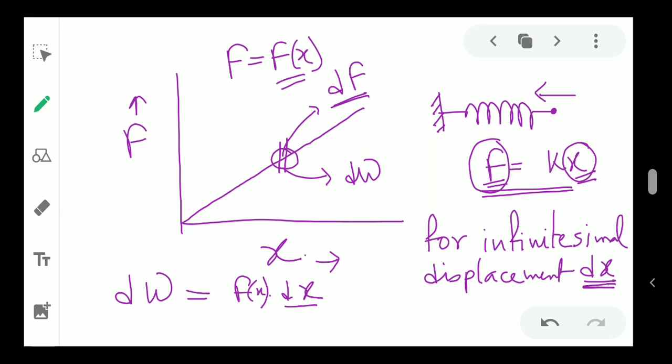Now if we take those small portions all together and add them all, then only we will get the total work done. So we will integrate it. Let's say I am going to find the work done from point a to point b.